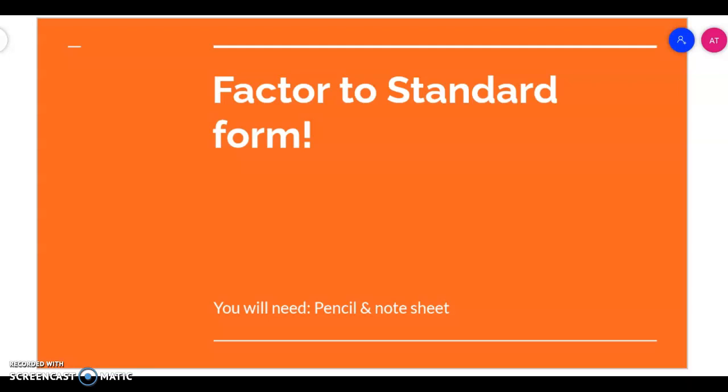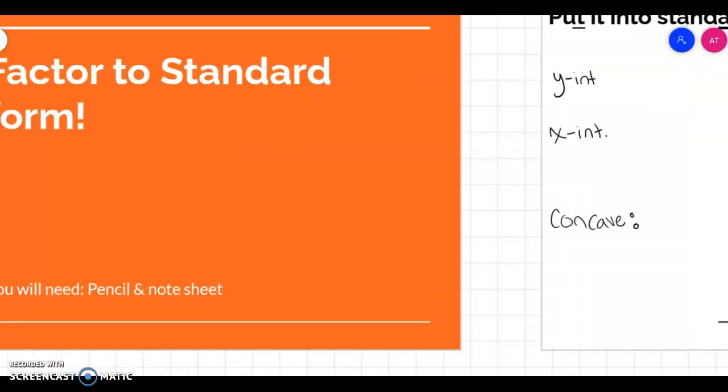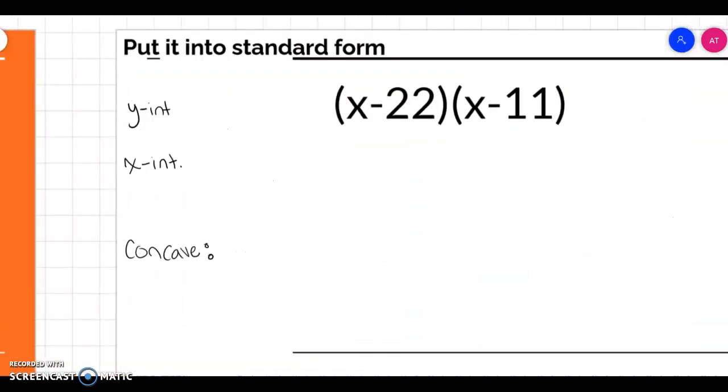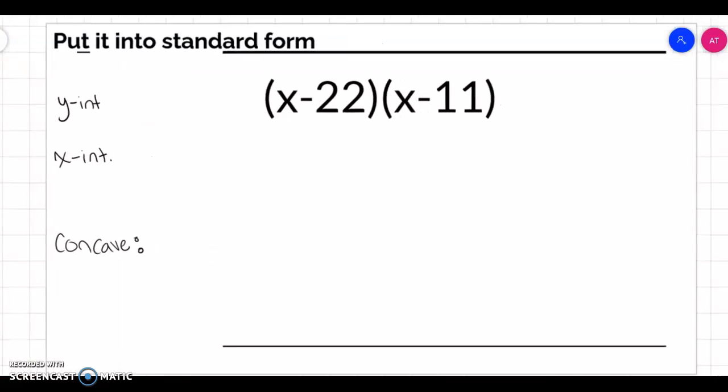Welcome to Foil Friday or Factor Friday. Today we're going to be practicing factoring to standard form. So the first part of your notes has this problem.